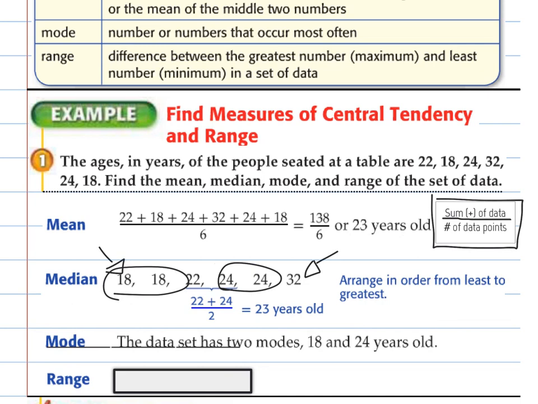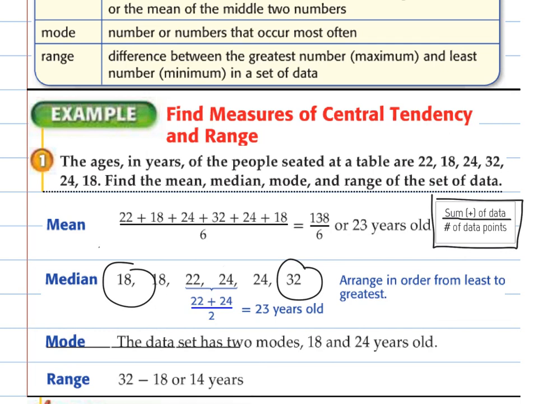So next, looking at the range, again I'm going to look at my ordered data. I like having it in order, so let me erase my work from mode. Range is the difference from the biggest value to the smallest value, and difference is subtraction. So I'm going to take 32 minus 18, which equals 14. So the range of this data is 14 years.